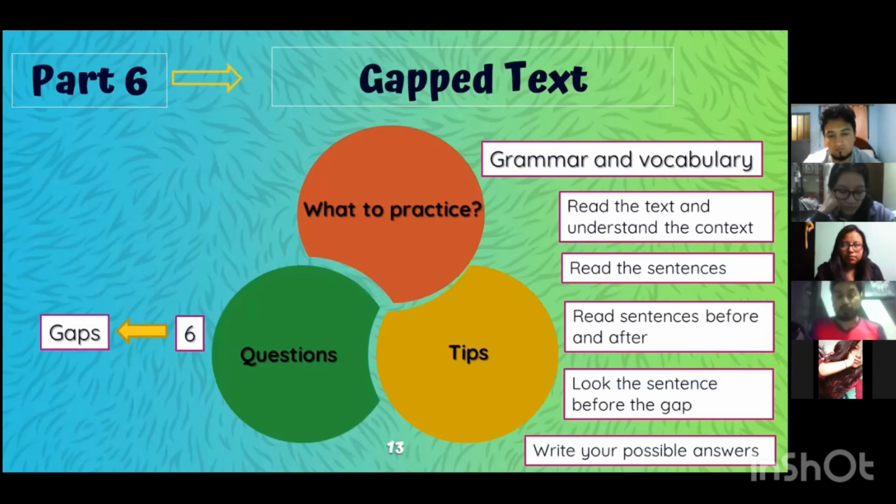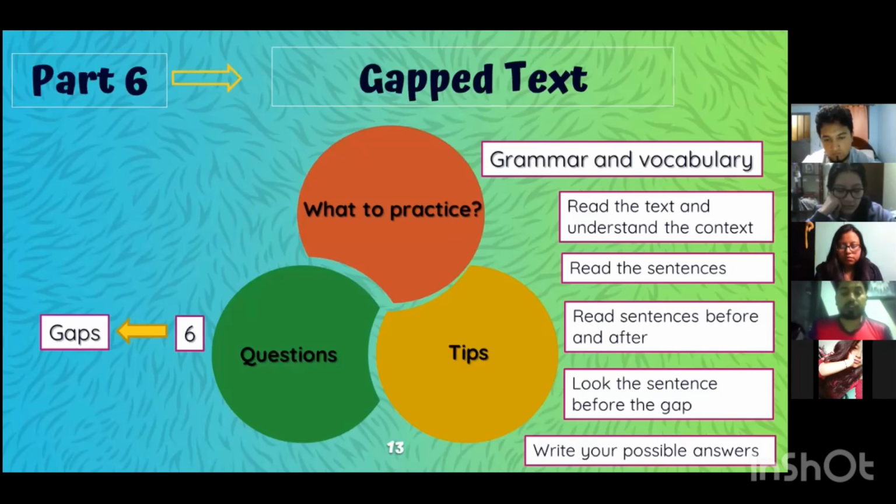Hello, my name is Gabriel Briones. I'm going to talk about part 6 and part 7. Part 6, gapped text. This part has 6 questions and it focuses on grammar and vocabulary. Also, this part has some tips and techniques. The first one is read the text quickly, ignore the gaps because they are distractors. The second one is analyze each sentence completely and analyze what is before and after the gaps and find a match.